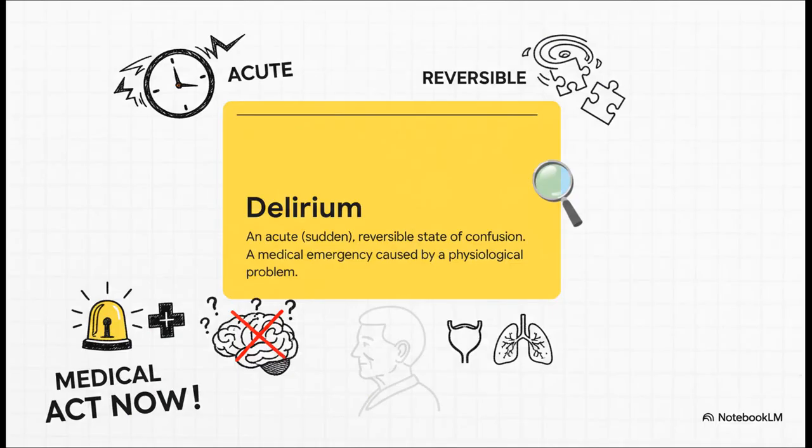I want you to burn these three words into your brain: acute, reversible, medical emergency. Acute means it happened fast, suddenly. Reversible means if you find the cause, like that UTI we talked about or low oxygen levels, and you treat it, the confusion gets better. And medical emergency means you need to act right now.